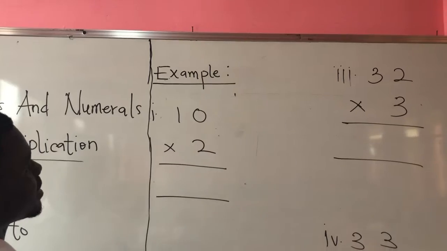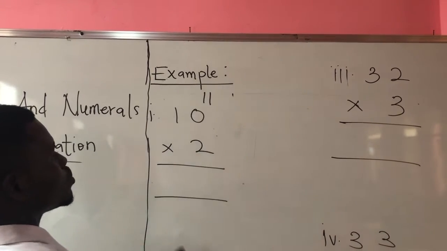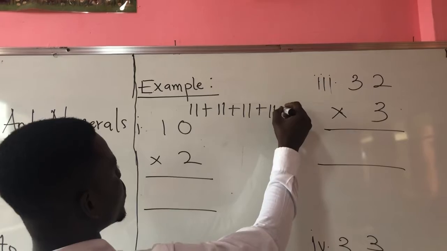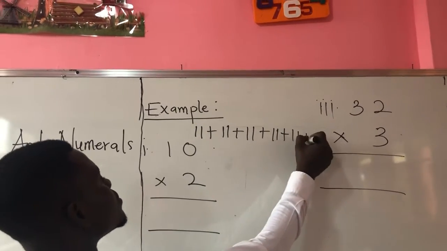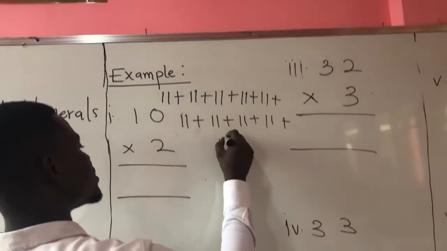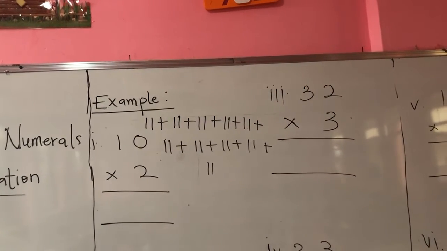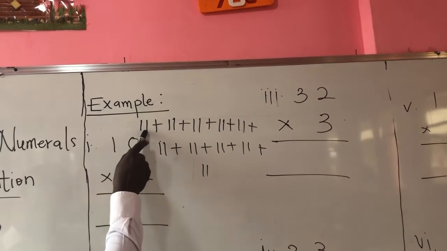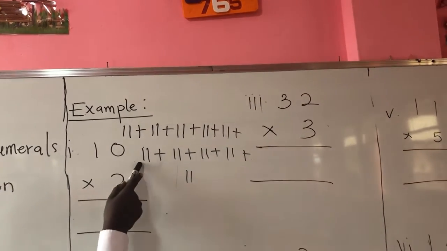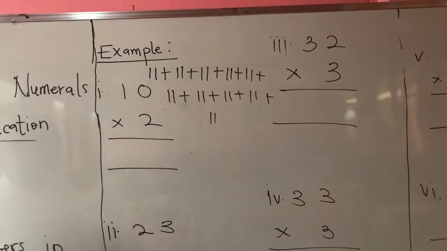So I have 2 times 10 or 10 times 2, and to answer this we did 2, plus another 2, plus 2, plus 2, 1, 2, 3, 4, 5, 6, 7, 8, 9, 10. Multiplication means adding the same number repeatedly. So let's add: 1, 2, 3, 4, 5, 6, 7, 8, 9, 10, 11, 12, 13, 14, 15, 16, 17, 18, 19, 20. Why is it 20?